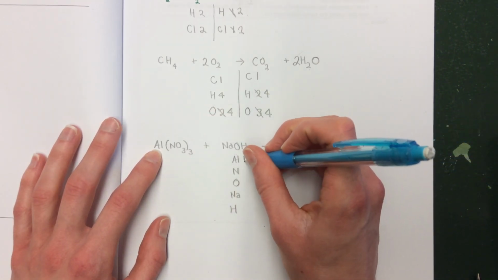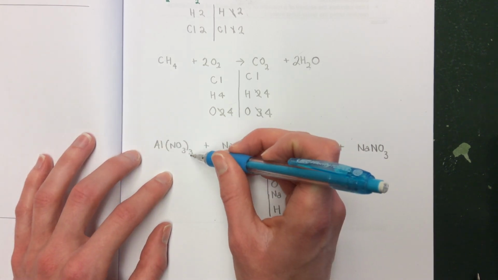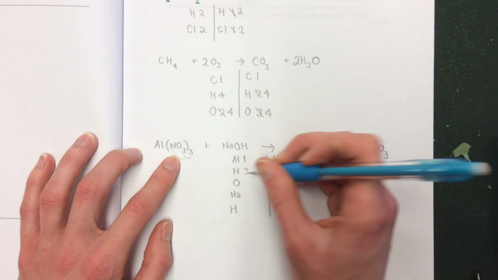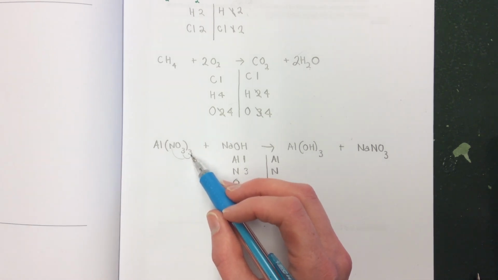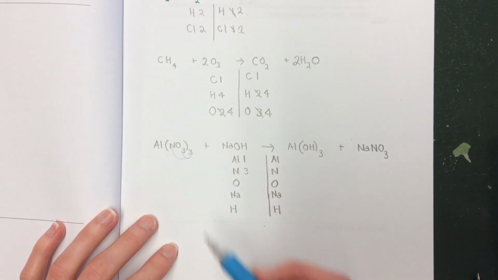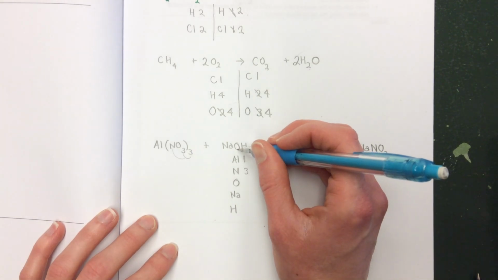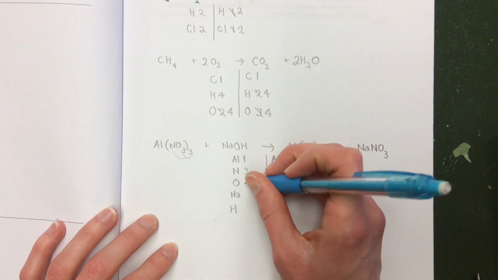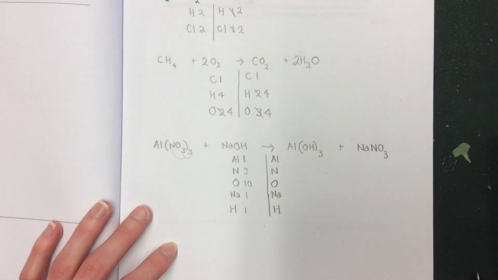Aluminum, there's one of those, because that 3 right here does not apply to the aluminum. Now the nitrogen, the 3 distributes in, remember? So that makes it so there's 3 nitrogens. And then the 3 here, this 3 subscript, multiplies by this 3 subscript to make 9. So there's 9 oxygens right here, plus there's 1 right here. So you can't forget this oxygen. So 9 plus 1 is actually 10. Then there's 1 Na and 1 H.